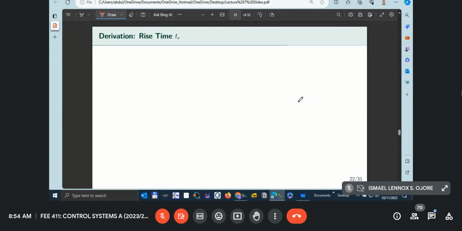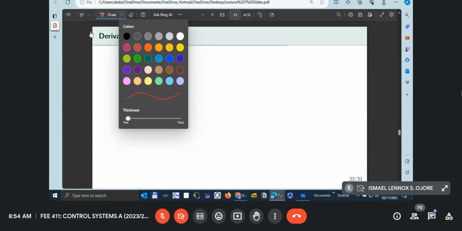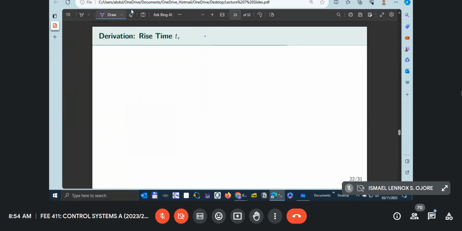So if we go back and look at the definition of rise time, we say it is the time required for the response to reach 100% of the steady state value for an underdamped system. So here we are talking about an underdamped system, and we know our response is given by this for the underdamped system.